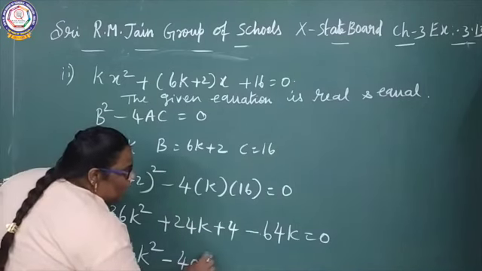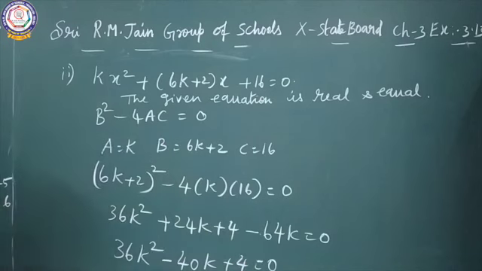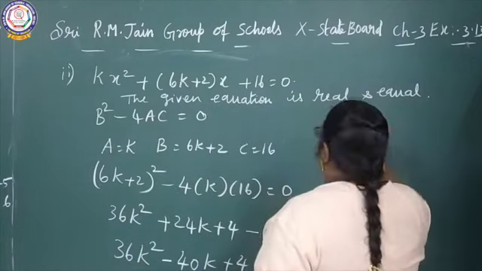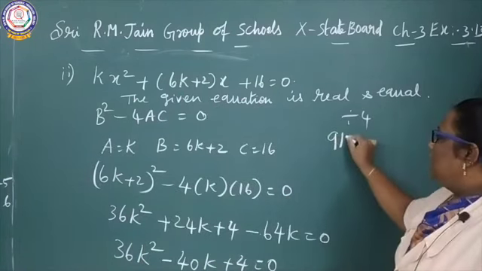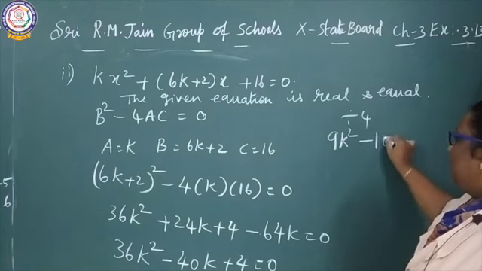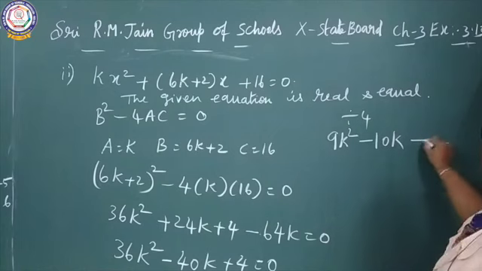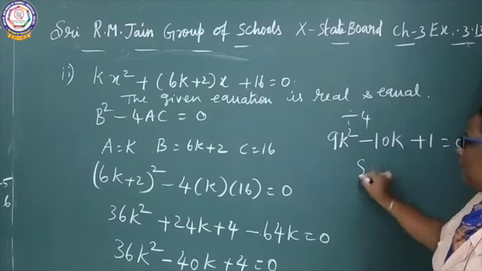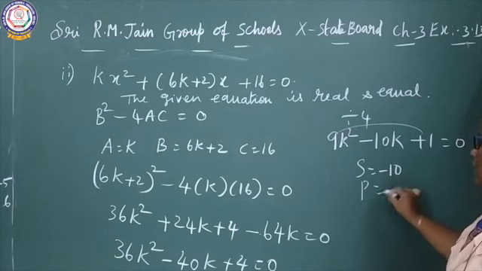Minus 40k plus 4 equal to 0. Divided by 4, what is the value we are getting? 9k square minus 10k plus 1 equal to 0. Sum equal to minus 10. Product equal to 9.